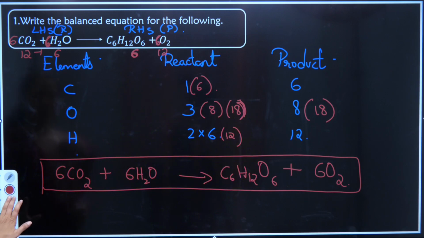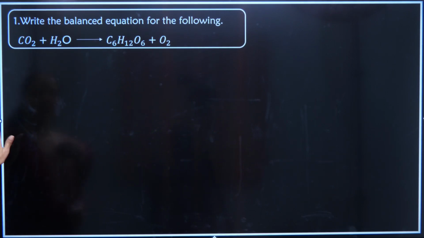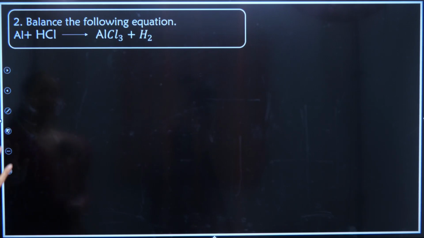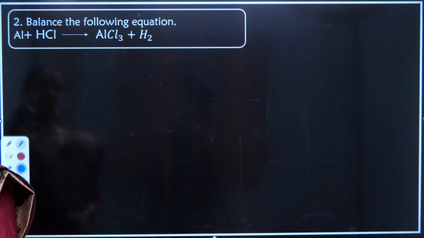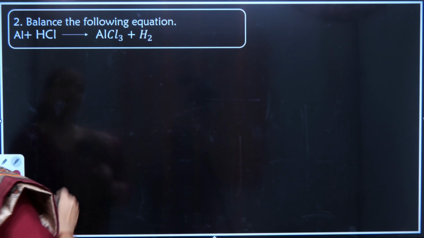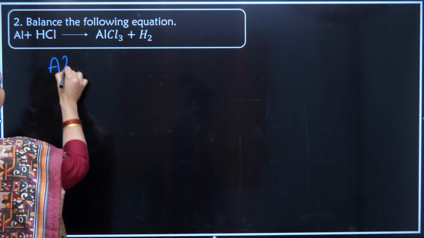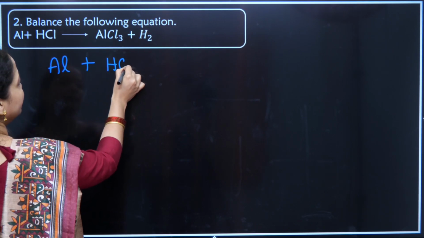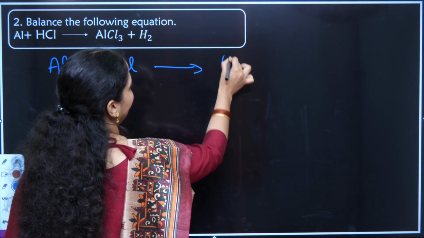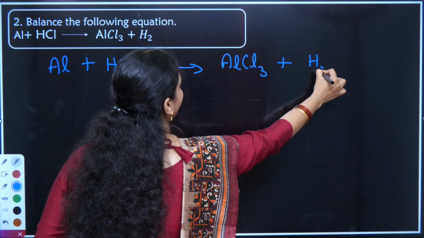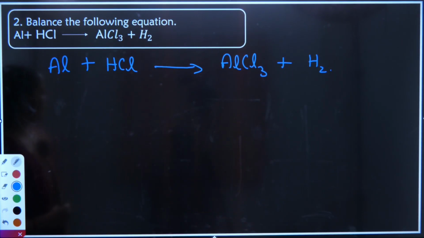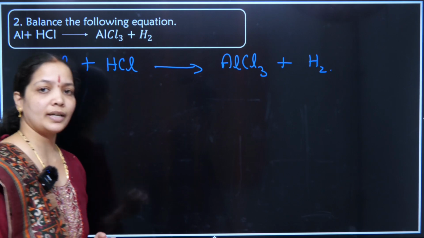Okay, moving on to the next chemical reaction. Let us take the next chemical reaction. The next chemical reaction I have to balance is given with these elements: aluminium is added with hydrochloric acid to give aluminium chloride, and the other element present is hydrogen. Aluminium is added with HCl to give aluminium chloride and hydrogen.